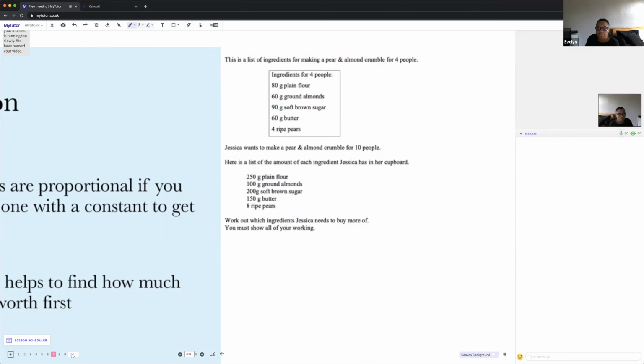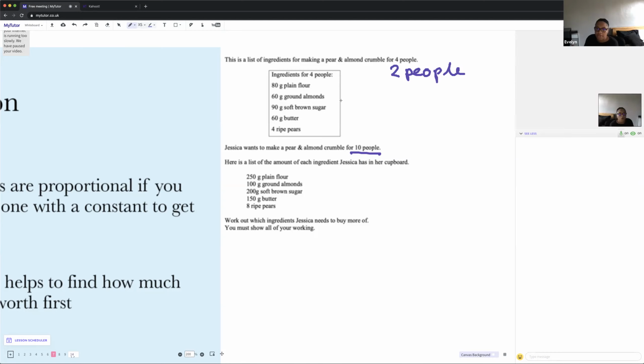Now, she wants to make the crumble for 10 people. So the best thing to do is to find out how much ingredients you need for 10 people and then check whether she has enough of each ingredient in her cupboard. If you have a calculator, you could divide everything by 4 and then times everything by 10, which wouldn't be too difficult. But if it was on a non-calculator paper, the easiest thing to do might just be to find out how much for 2 people and then multiply it by 5 to find how many ingredients you need for 10.